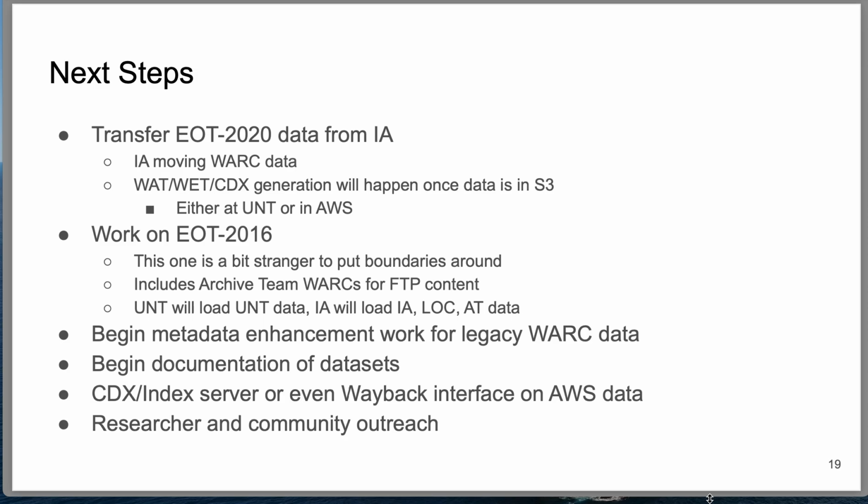And then once all of those are there, we'll begin the metadata enhancement work that we wanted to do for the legacy ARC and WARC data to extract the language information, the content-based MIME types, and character set information. And then we will continue documenting the data sets, and we're interested in setting up a CDX index server for providing a Wayback interface, probably with PyWB for all of these collections, pulling off of the AWS data.